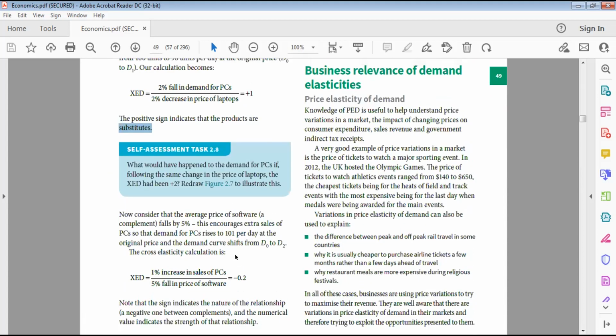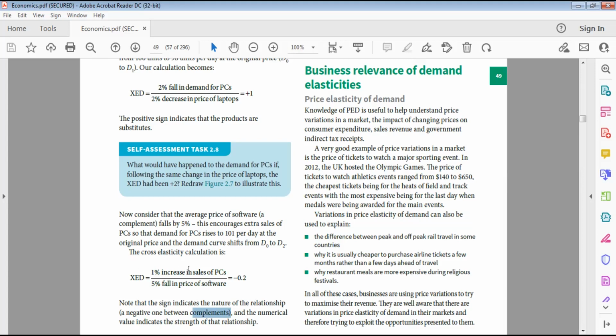Now, what if you get a negative figure in this case? If your answer is negative, can you guess what type of goods these two are? Here they're comparing PCs and software. A reduction in the price of software has actually increased the sale of PCs. What does that mean? It means they are complementary goods. Complements means both of them need to be used together. One of them cannot be used without the other, right?